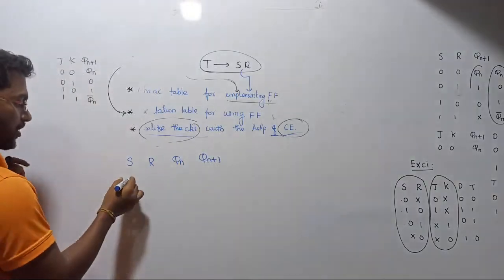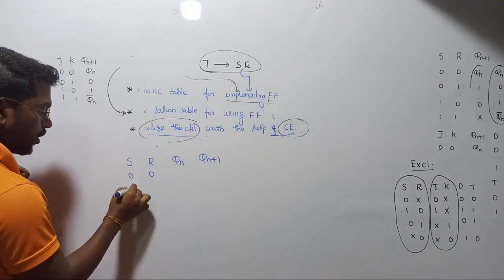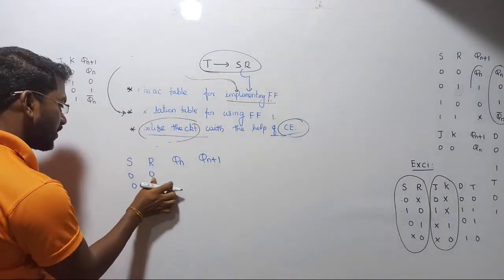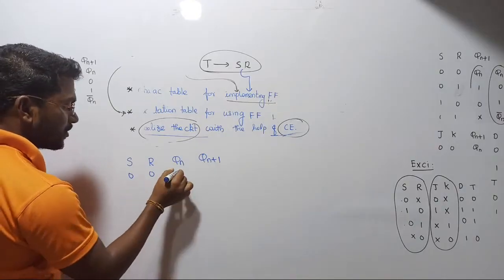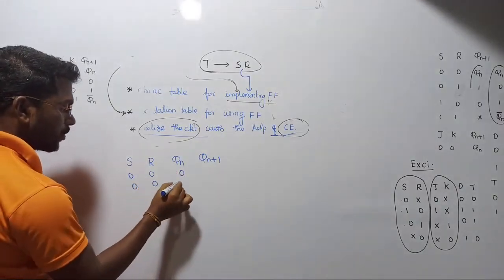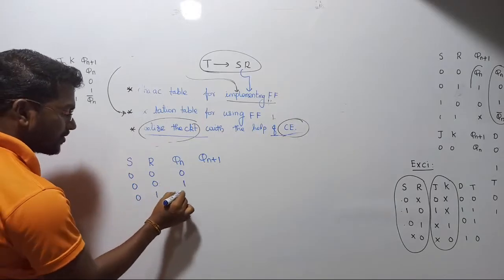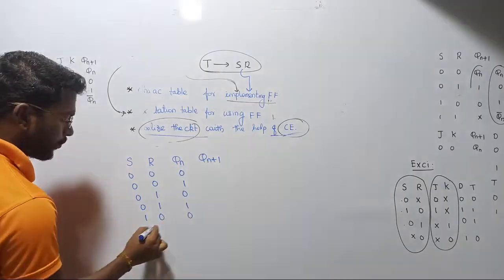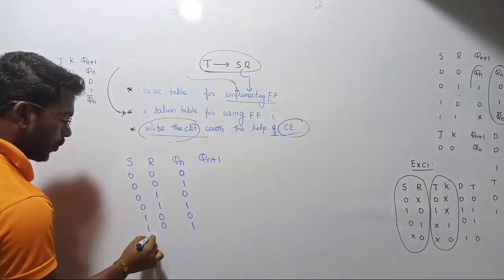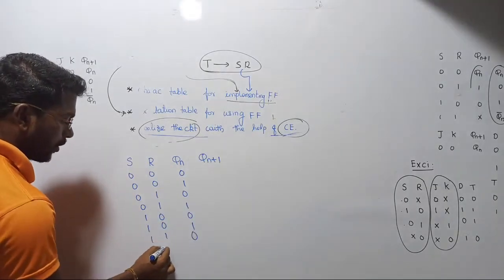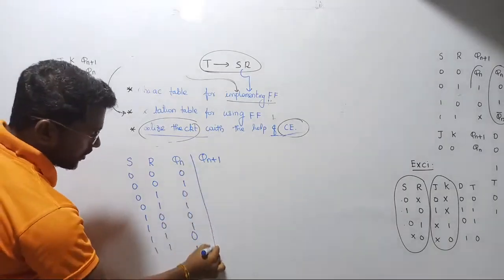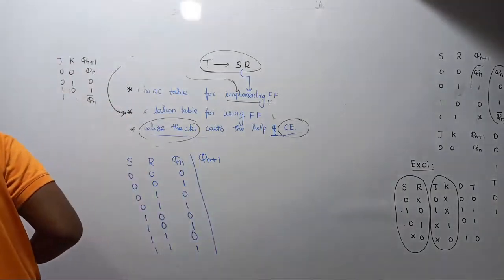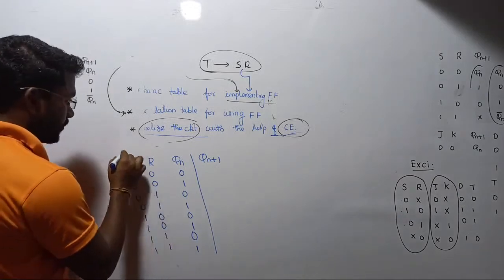So the possible inputs are, let me place them: 0 0 0, 0 0 1, 0 1 0, 0 1 1, 1 0 0, 1 0 1, 1 1 0, 1 1 1. I hope this portion is visible to you all. Let me check it by myself. Yes, that is visible to you all.